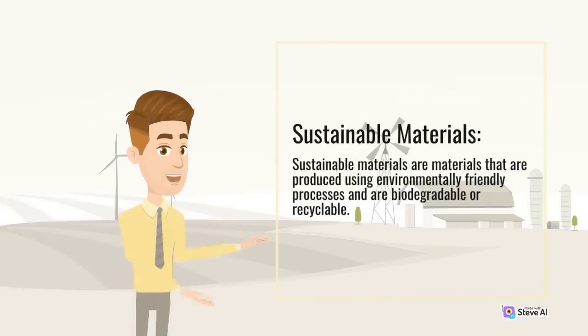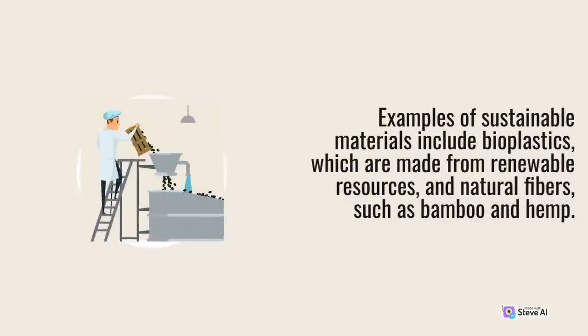Sustainable materials. Sustainable materials are materials that are produced using environmentally friendly processes and are biodegradable or recyclable. Examples of sustainable materials include bioplastics, which are made from renewable resources, and natural fibers, such as bamboo and hemp.